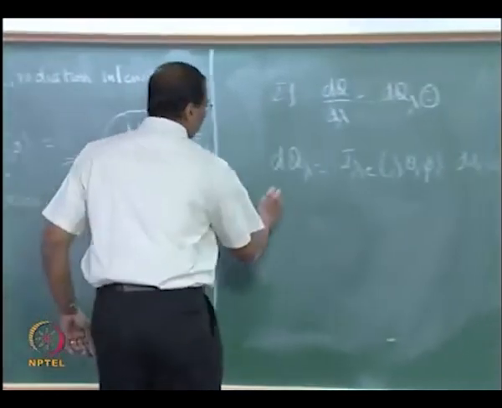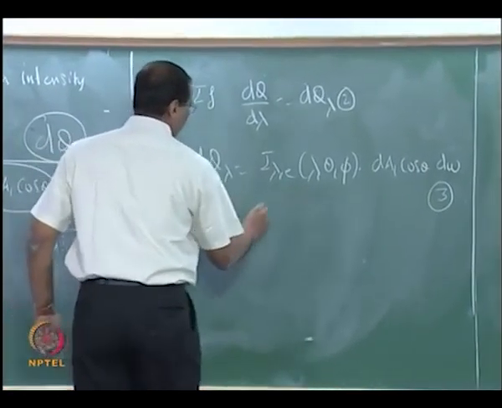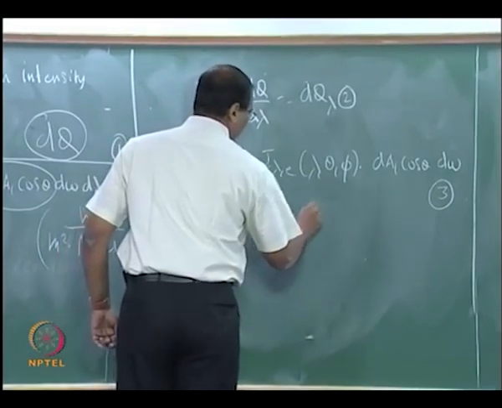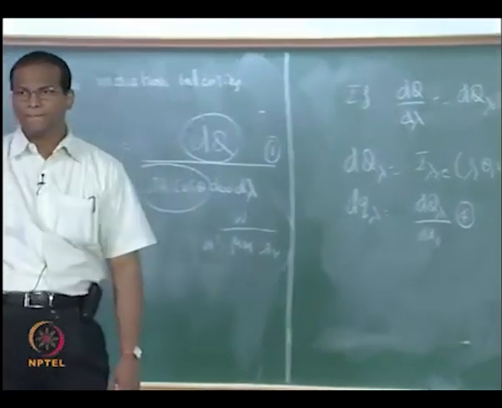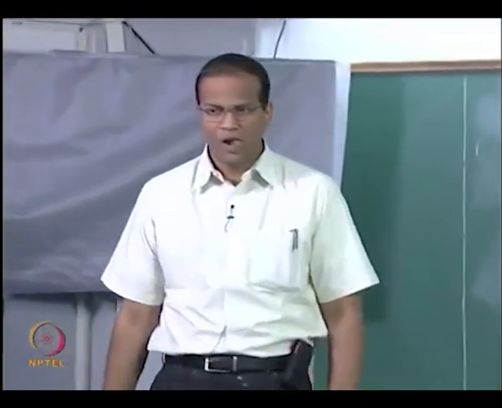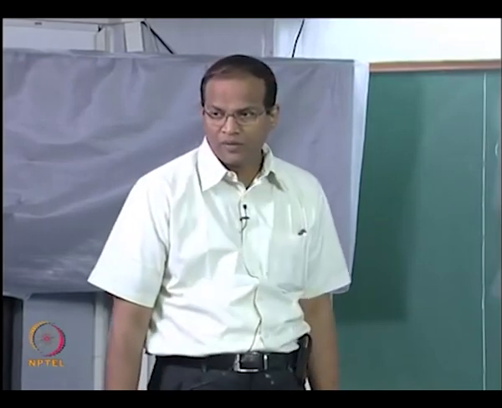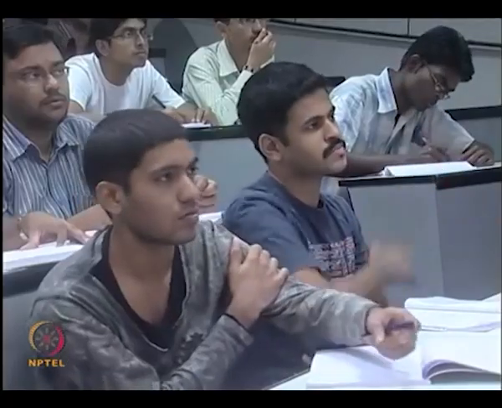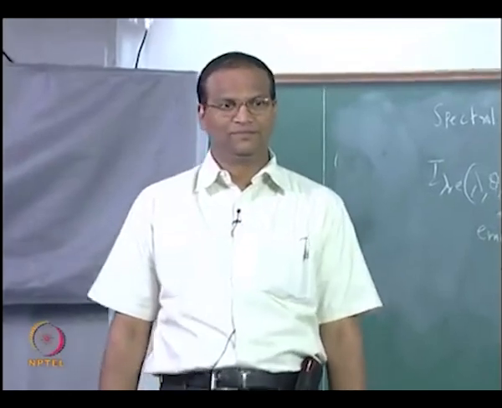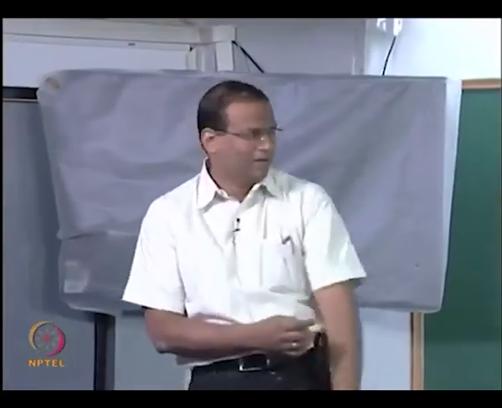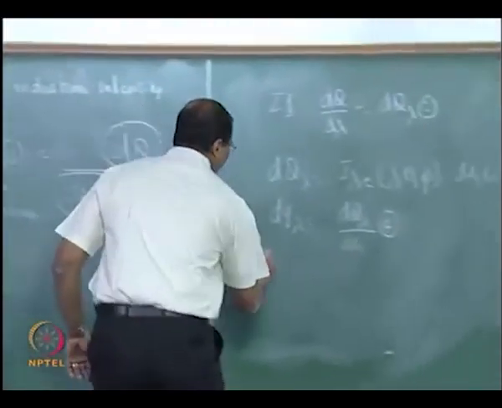Okay, let me say, any problem? No, where is there any variation with phi? You defined I lambda as a function of lambda, theta and phi. In that expression there is no variation with phi. What is d omega? Sin theta d theta d phi. Solid angle will depend on phi, right? Okay, fine.